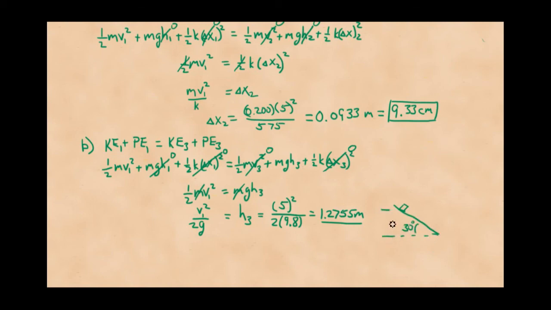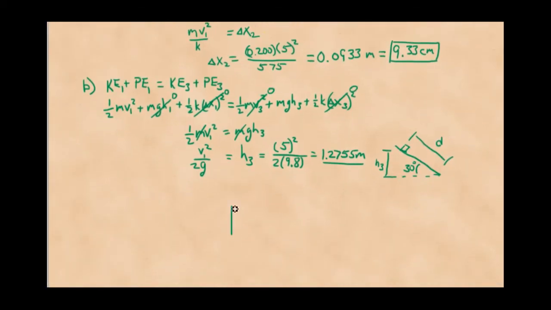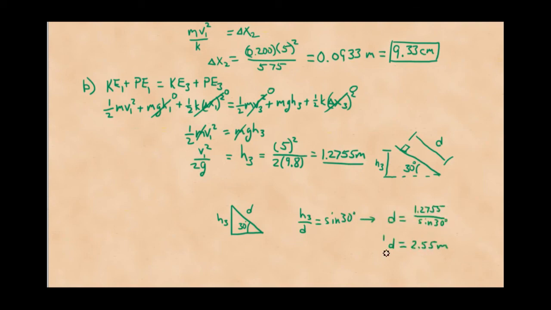Here is what we have. We've calculated h3, but we want to know this distance. So the block moves along the incline a distance of 2.55 meters.